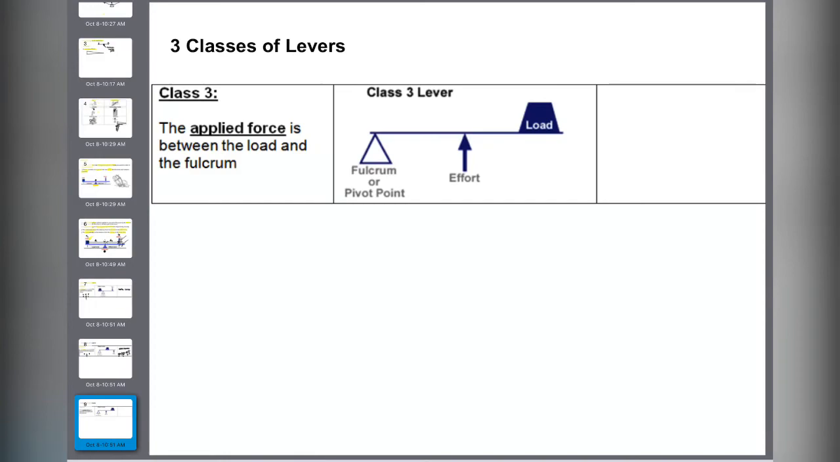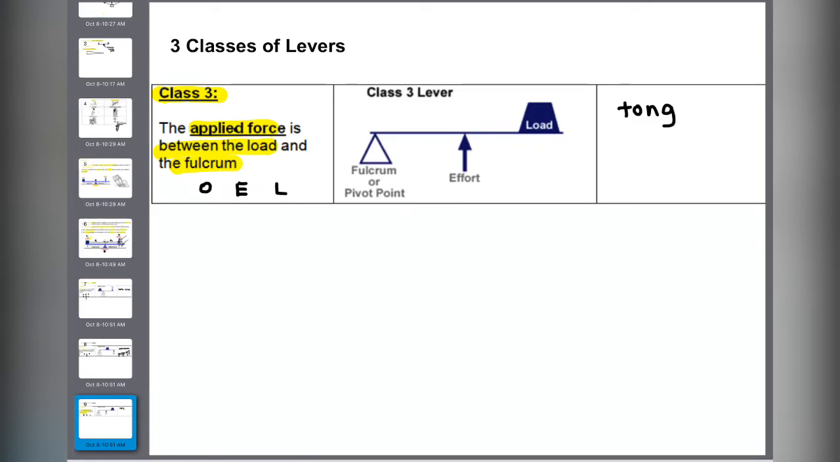The last one is class 3. In class 3, the effort force is in the middle. They tell you the applied force is between the load and the fulcrum. So it goes fulcrum, effort force, and load. Can you think of an example of something where your hand is in the middle, your load is on one side, and the pivoting point, the fulcrum, is on the other side? An example is tongs.